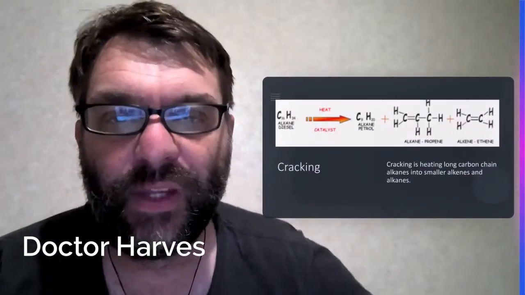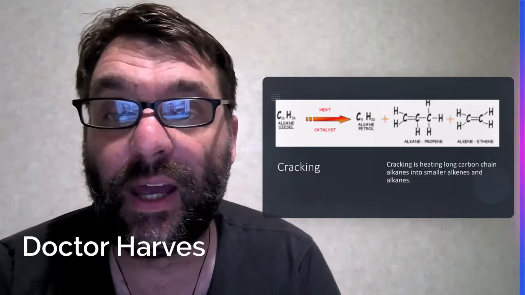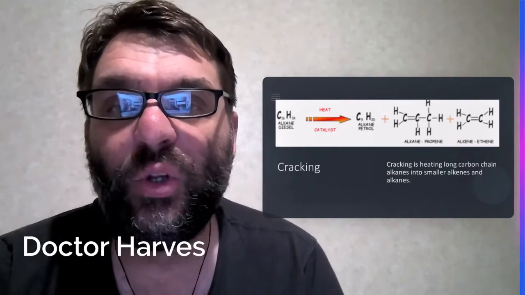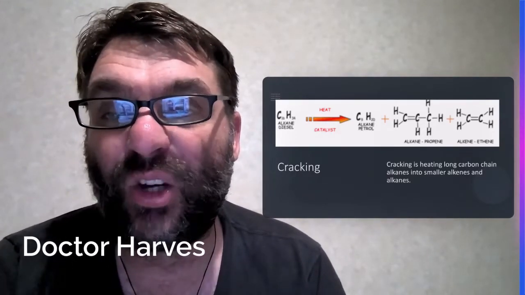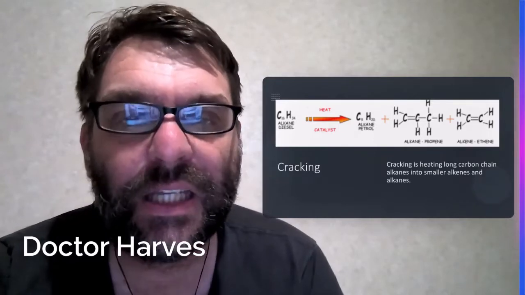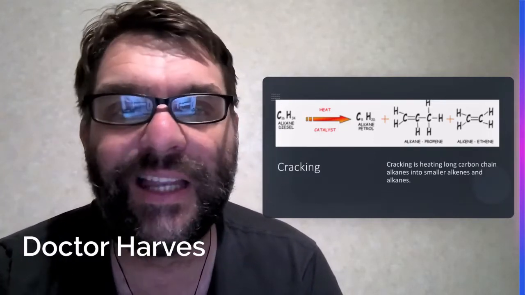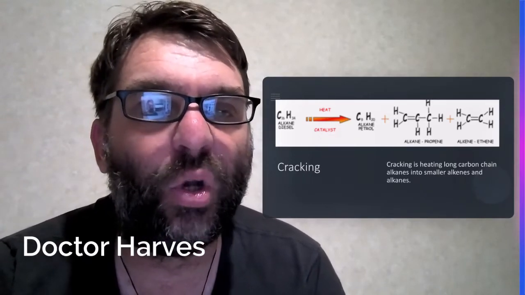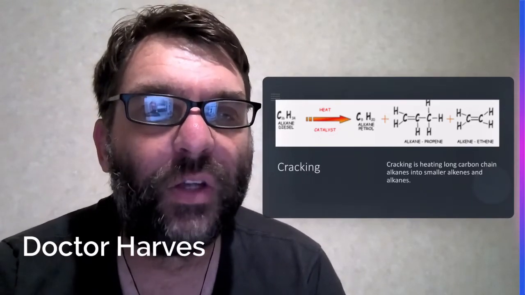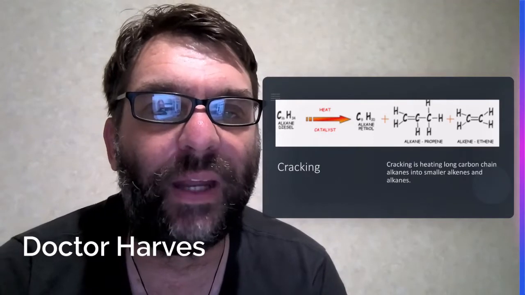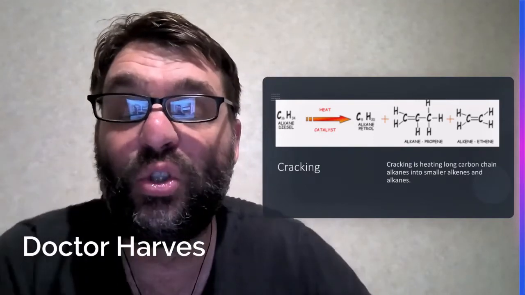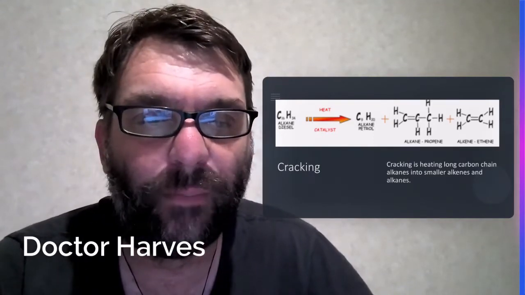Okay, then we also have cracking in the hydrocarbon industry. That's when you get long chain crude oil, basically. You heat it with a catalyst, and it breaks it down into smaller alkenes and alkanes, which can be utilized in industry. So here we have ethene and propene and a long chain alkane, which can be used as a fuel in terms of petrol.